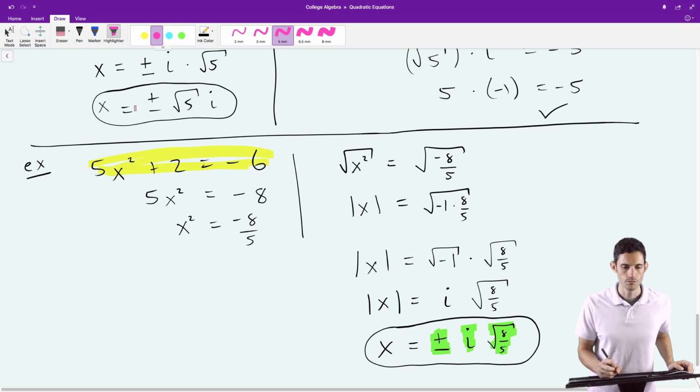So now, if we're looking over here, I've got negative 8/5 as a result of this part. If I multiply that by 5, negative 8/5 times 5 is negative 8, and negative 8 plus 2 is negative 6. So that works out.